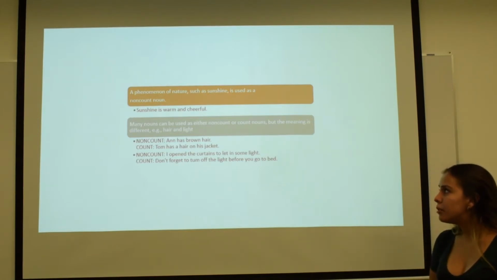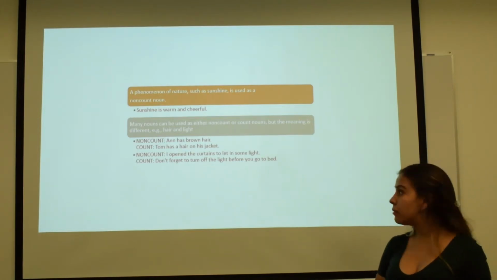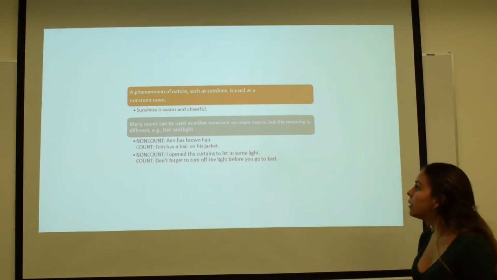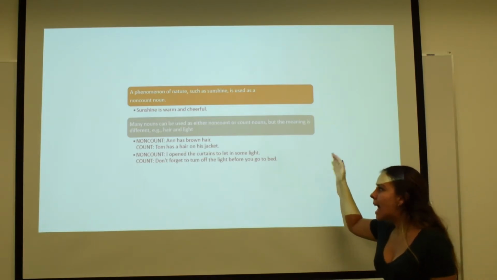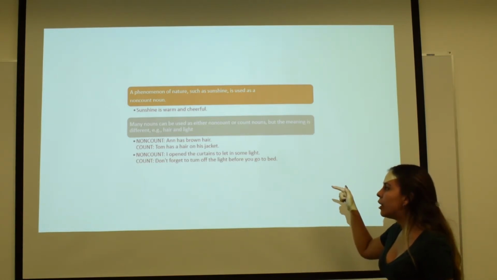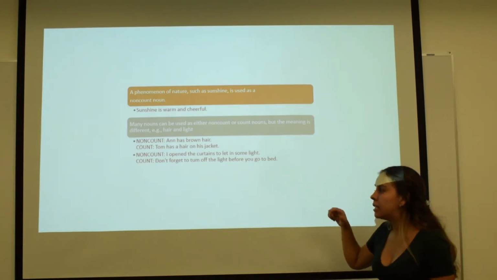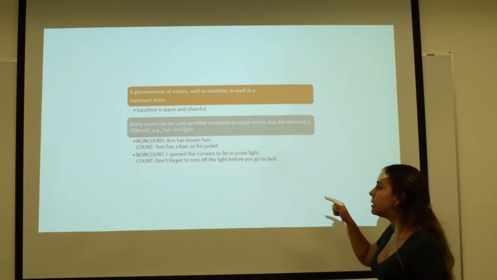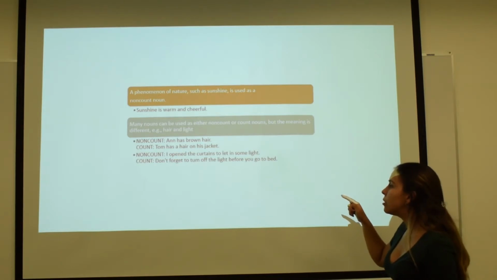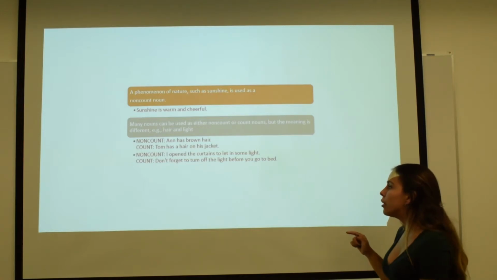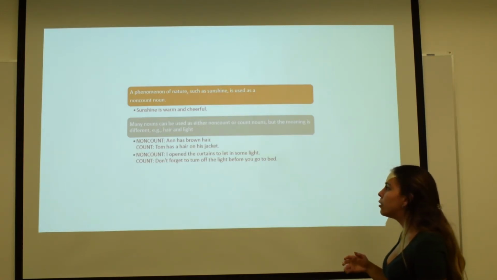Many nouns can be used as either non-count or count nouns, but the meaning is different. For example, hair and light. Non-count: Anne has brown hair. Count: Tom has hair on his jacket. These are two different meanings. For light, non-count: I open the curtains to let in some light. Count: Do not forget to turn off the light before you go to bed.